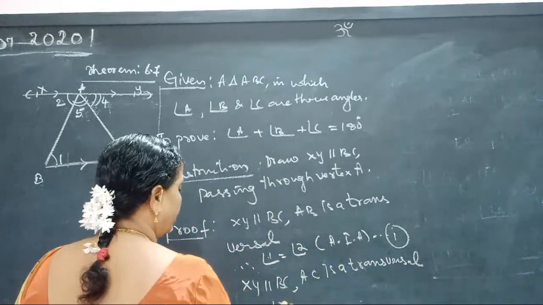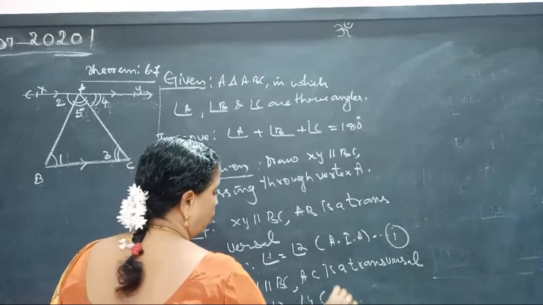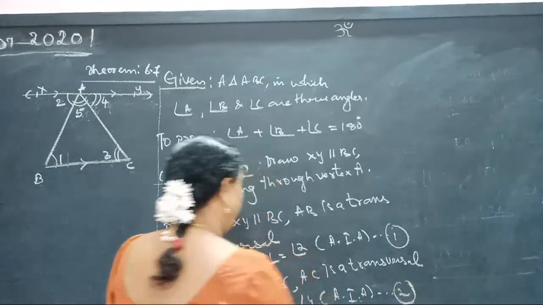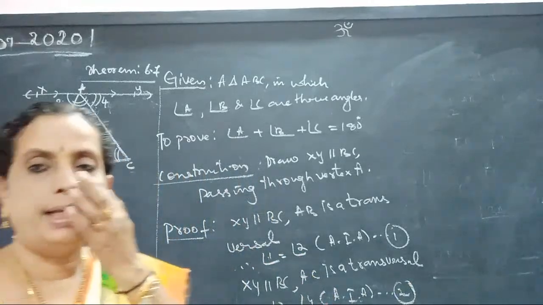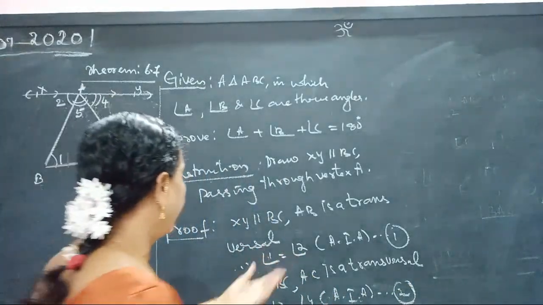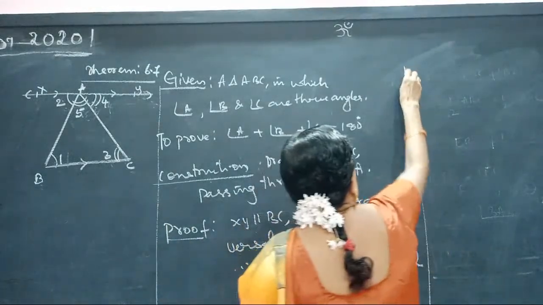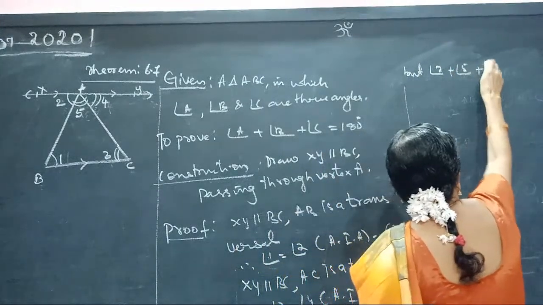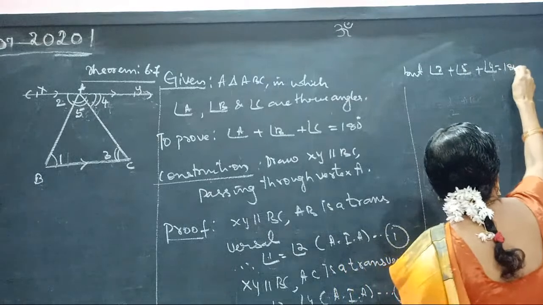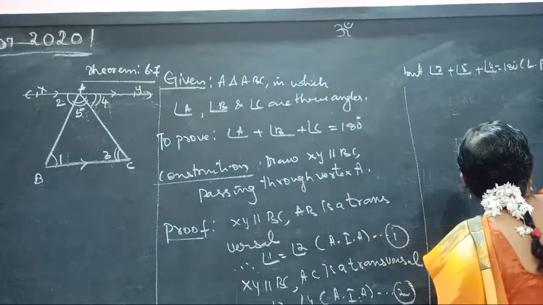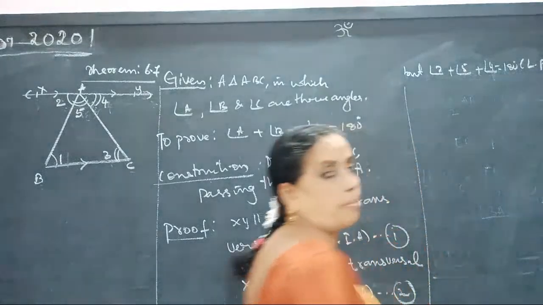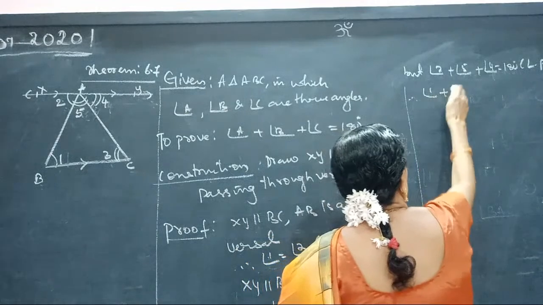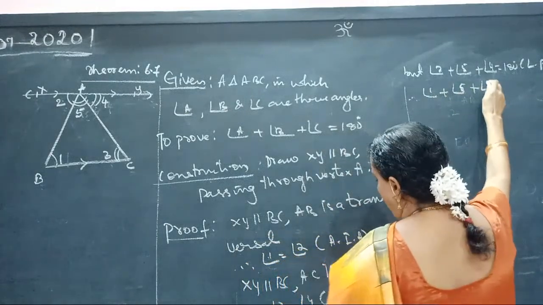Therefore, angle 3 equals angle 4. Alternate interior angles, result 2. So now, after getting result 1 and result 2, we'll move on to the next step. But angle 2 plus angle 5 plus angle 4 equals 180 degrees, linear pair angles. Now substitute angle 2 as angle 1 and angle 4 as angle 3.